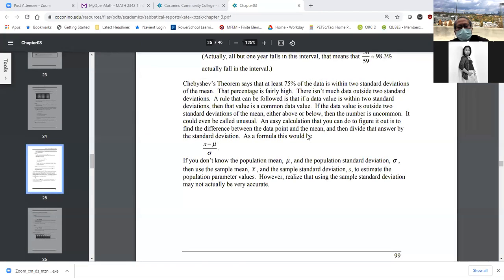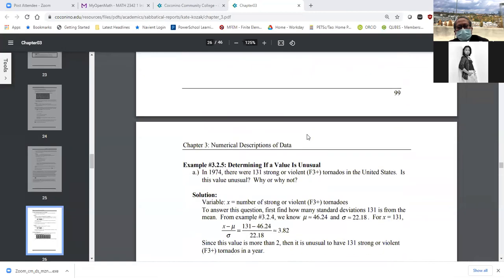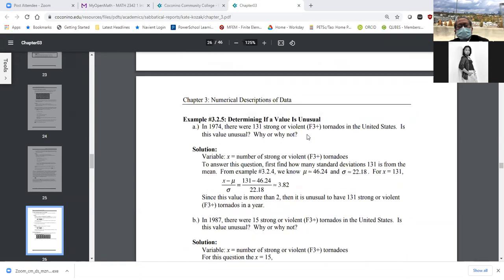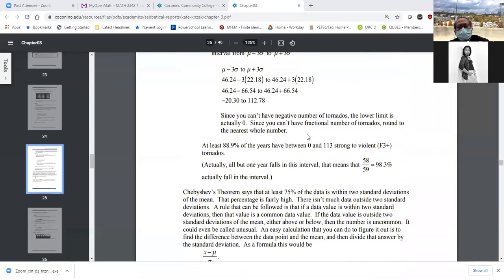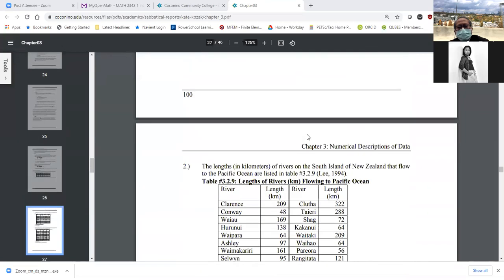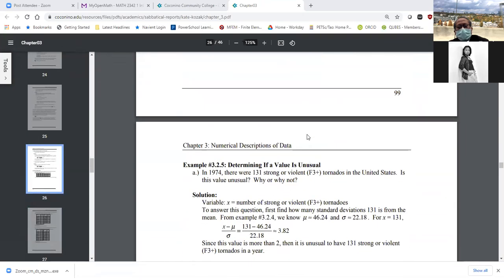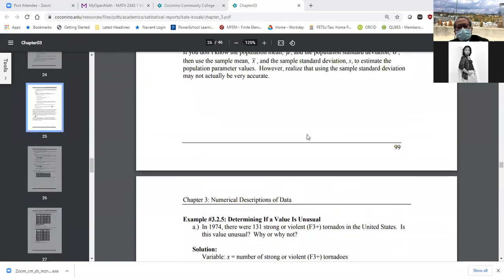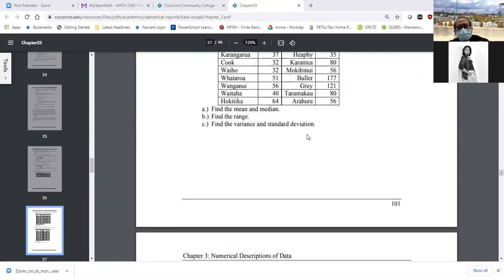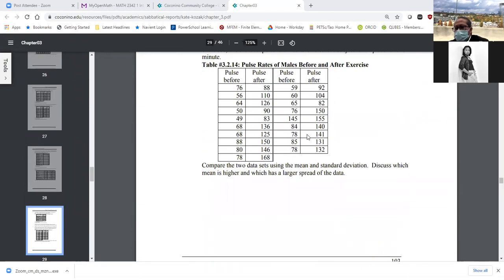Another one is if you want to see whether the value is unusual or not. Okay, so you can use this. Yeah, unusual, I think it says more than 75%, I think. Okay, for the next one, let me see.